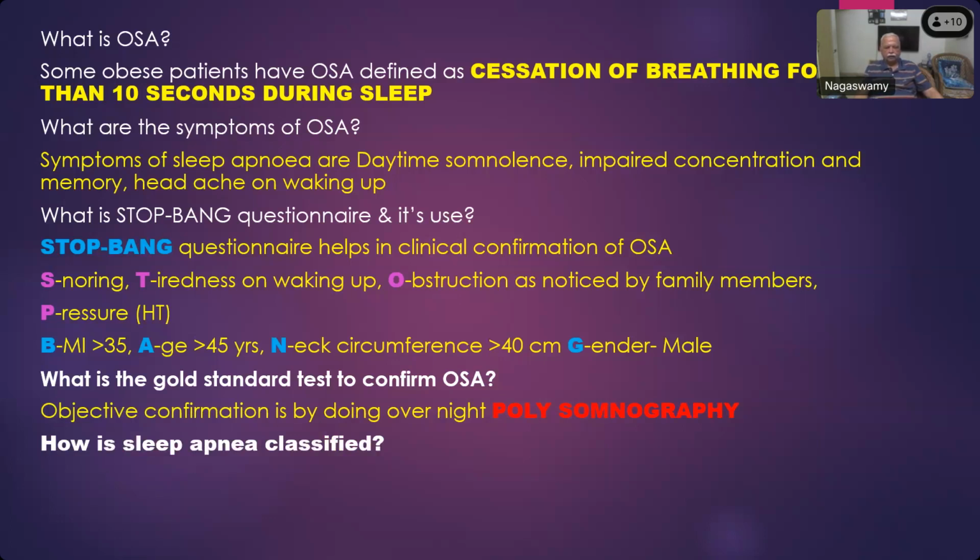And how do you classify sleep apnea? Is there any classification of sleep apnea? Based on the apnea duration, whether it is a full apnea or partial apnea, that is hypopnea and apnea. Total apnea is cessation of breathing. How can it be classified based on the causative factor? It is classified as central and peripheral.